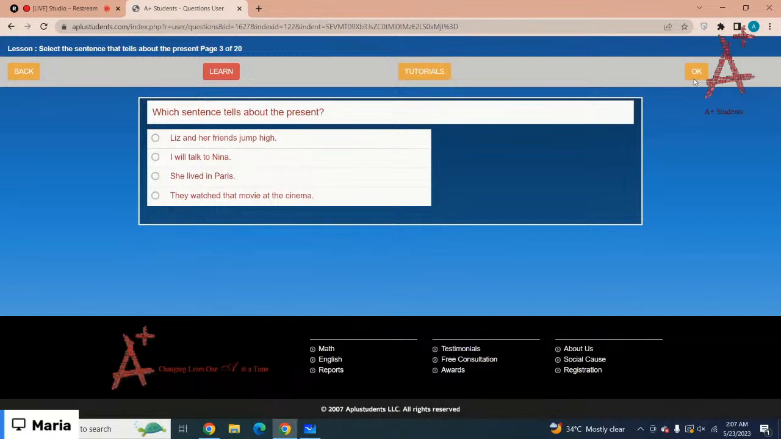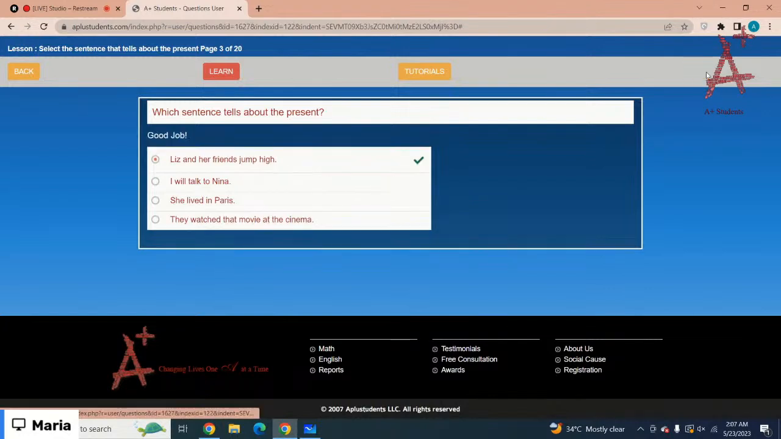Yes. You can just write down the message in the chat box. I can see your messages. So, option number one is the correct option. Liz and her friends jump high. If you have any question, just write down the question in the chat box. I can read your messages.